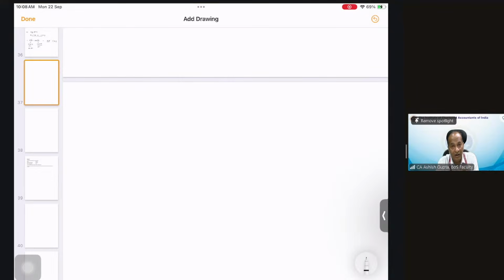So from derivatives, first we start with how we hedge our cash position. Then we move to the discussion of how we hedge our foreign exchange position. Then the next topic is how we hedge our interest rate risk. That's why this topic is very important from the basics point of view as well.